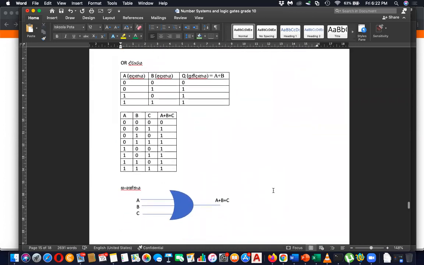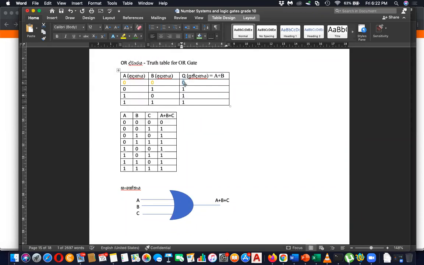So this is the truth table, right? Truth table for OR gate. Note that this is the important thing that we have discussed. If all inputs are 0, let's highlight inputs in yellow color. Then the output is 0.